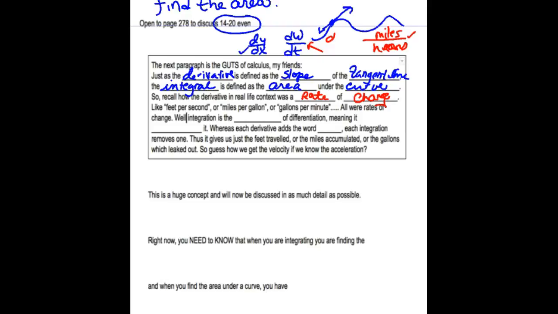Well, integration is the inverse of differentiation, meaning it undoes it. Whereas each derivative adds the word per, think of when we did our position, velocity, acceleration. This was in feet. This was feet per second. This was feet per second squared. Every time we took a derivative, we added another rate of change, or technically another word per. Integration undoes that. So it removes the word per. For example, if we had feet per second, velocity, and we integrated it, we'd go just back to feet.